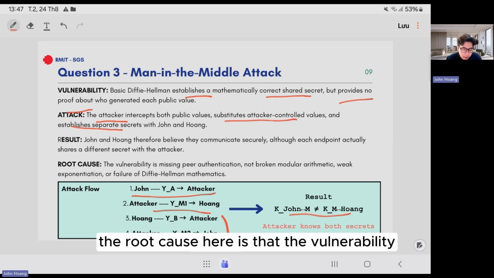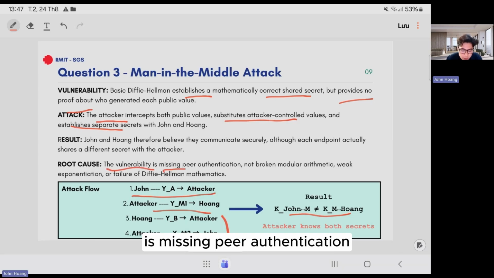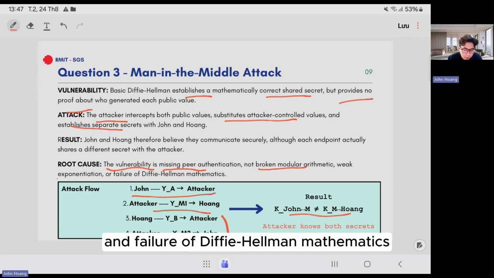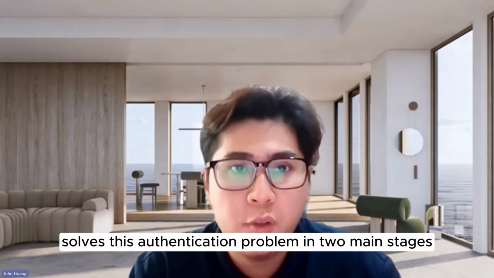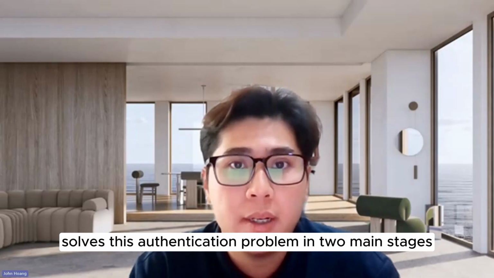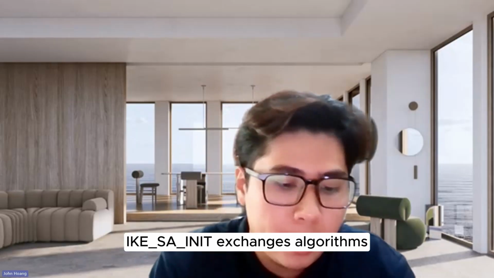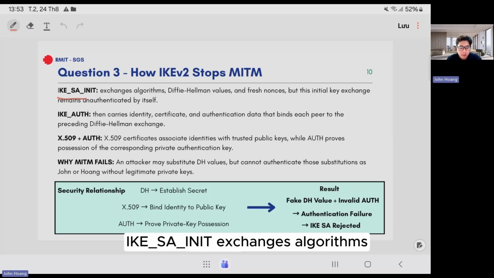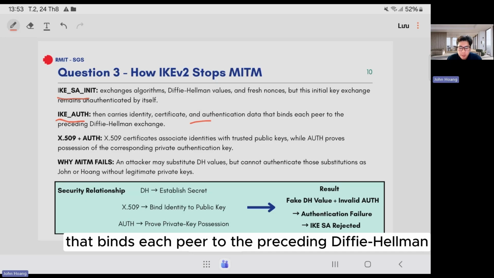As a result, John and Hoang do not share one secret with each other. Instead, the attacker knows both secrets. The root cause is missing peer authentication, not broken modular arithmetic, modular exponentiation, or a failure of Diffie-Hellman mathematics. Now, IKEv2 solves this authentication problem in two main stages. IKE_SA_INIT exchanges algorithms, Diffie-Hellman values, and freshness. Then IKE_AUTH carries identity, certificate, and authentication data that binds each peer to the preceding Diffie-Hellman exchange.